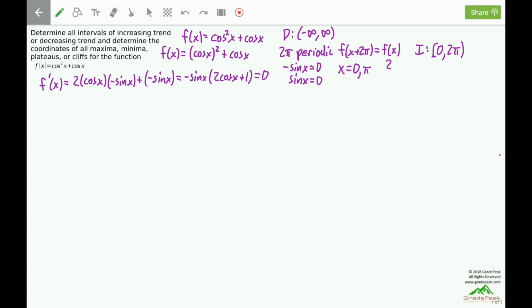We can also set the 2 cosine x plus 1 equal to 0. We can subtract 1 from both sides, divide both sides by 2, and cosine x will equal negative 1/2. Cosine x equals 1/2 in the first quadrant of the unit circle at pi over 3. To be negative 1/2 for cosine, it needs to be in the second and third quadrants, so we need the pi over 3 equivalent in the second quadrant. That will be 2 pi over 3, and the pi over 3 equivalent in the third quadrant, which is 4 pi over 3.